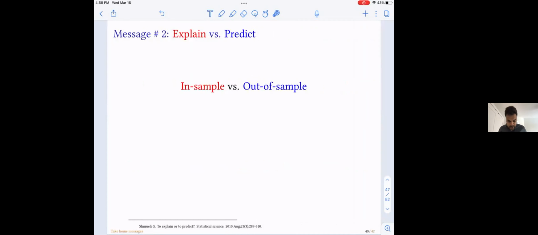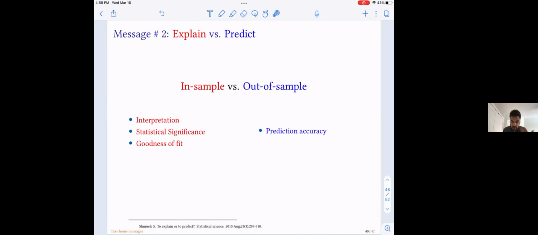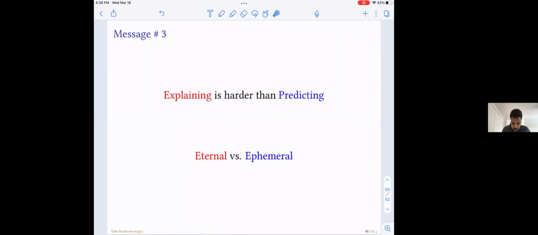good. Message 2 is explanation versus prediction. So again, explanation is all about in sample, prediction is about out of sample. And really, in sample is all about the interpretation, significance, goodness of fit, whereas out of sample is about prediction accuracy, right? And again, it's about the type 1, type 2 errors versus overfitting. That's what the main concern is in the prediction world. And the third message here is that explaining is harder than predicting. So the eternal versus ephemeral, right?